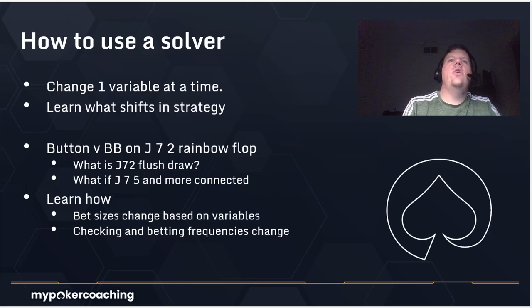So from a basic example, you can learn the more connected the flop is, and Jack 7 5 is more connected, there are tons of straight draws on both sides of the 7. On Jack 7 deuce, the deuce doesn't provide any straight draws. So the more connected the flop is, the more you check, probably the bigger you bet, and the more careful you want to be in your c-bet strategy. Versus on Jack 7 deuce, the more disconnected the flop is, the more you're going to bet.